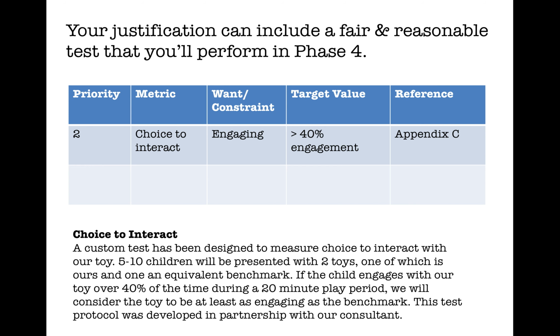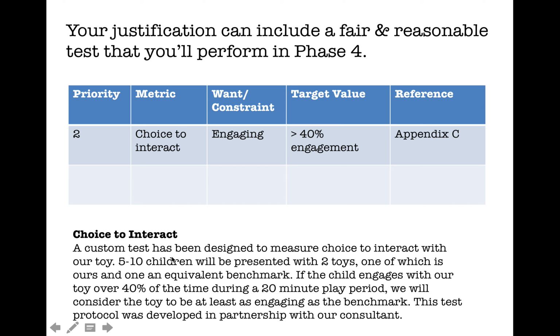All right, your justification can include fair and reasonable tests that you'll perform to validate your metric. And this validation will happen in phase 4, right, which is the testing portion of the design process. But it doesn't mean that you don't need to think about it right now, right? So here we are with our want of being engaging. And the metric, this one metric that we're looking at is choice to interact. So the choice to interact, if I'm looking at Appendix C, okay, I'm going to design a test. This is the test that I propose.